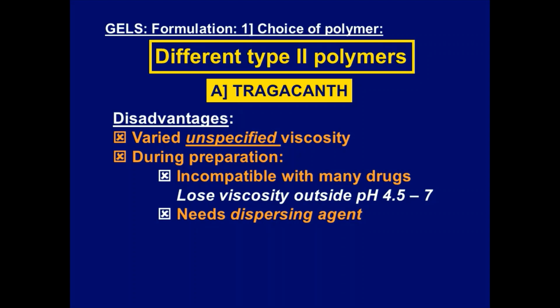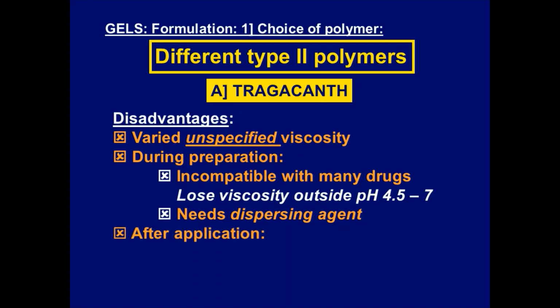Also, a disadvantage of tragacanth during preparation is that it needs a dispersing agent. You cannot directly dissolve tragacanth in water. Tragacanth is soluble in water, but unfortunately, it cannot be wetted by water. And to dissolve in water, it should be wetted. How can you make tragacanth wetted with water? By using a dispersing agent. Need of a dispersing agent makes preparation of tragacanth gel slightly difficult.